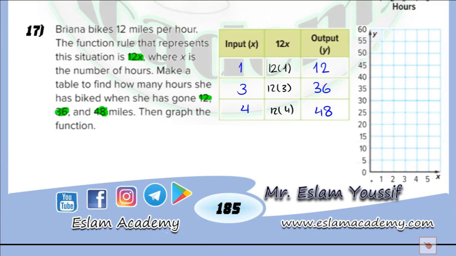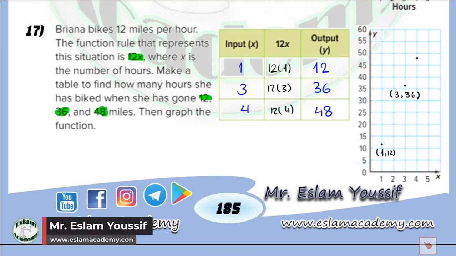If you need to graph, when she moves 1 hour, she will bike 12 miles. And that will be represented by the ordered pair 1 and 12. But if she moves 3 hours, she will bike 36, so I'm going up until 36. And that will be represented by the ordered pair 3 and 36. 3 for the number of hours, 36 the number of miles. If she bikes 4 hours, she will go up until 48. So for each 4 hours, it will represent 48 miles.